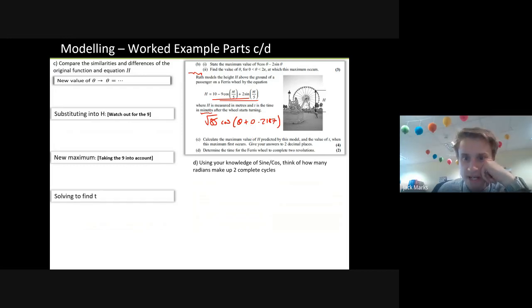So what we need to do first of all is try and spot the links in the question. This has something to do with this part here, hasn't it? Notice the signs are the wrong way around, but it looks like theta has been replaced with pi t over 5. That's the first thing we need to notice.